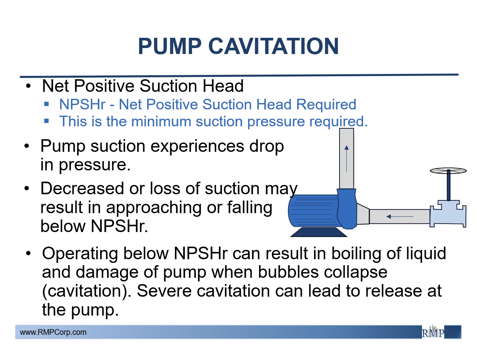Focusing on pump failures, the first is pump cavitation. The key is net positive suction head, NPSH. More specifically, what head is required, NPSH-R. In order for the pump to operate, it must have sufficient pressure coming from the suction side. If it experiences a drop in pressure, either from a feed drum losing level or a suction valve being closed, NPSH will approach and eventually fall below the NPSH-R.